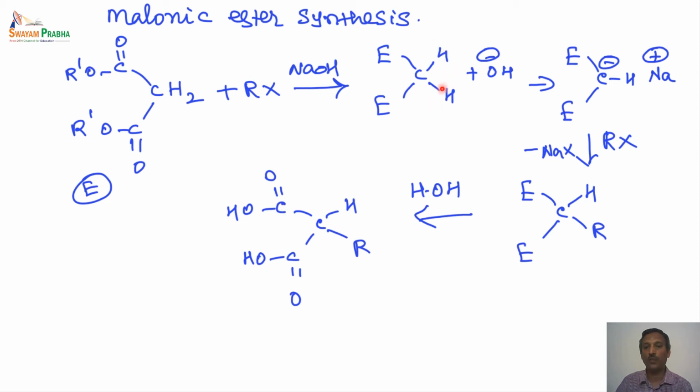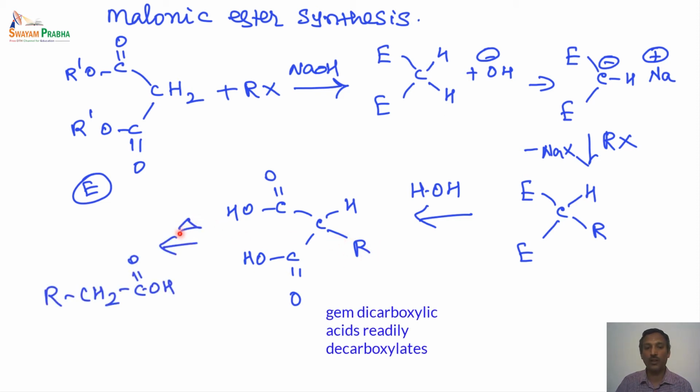So in the starting material we have both the protons. One of the protons is replaced by an alkyl group in this particular case. This on hydrolysis on heating produces the corresponding RCH2COOH. So this is how malonic esters can be converted to the corresponding carboxylic acids. Here one of the protons is replaced by the alkyl group. Whichever alkyl halide we are using, that group is introduced here.